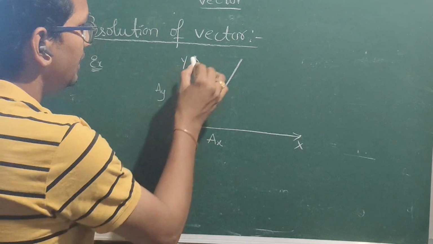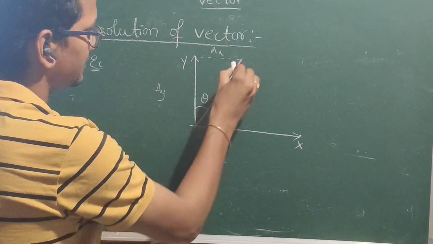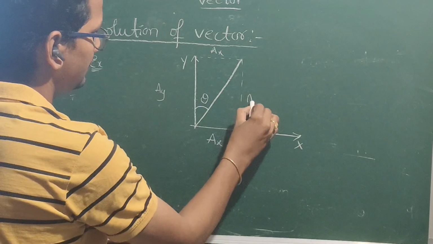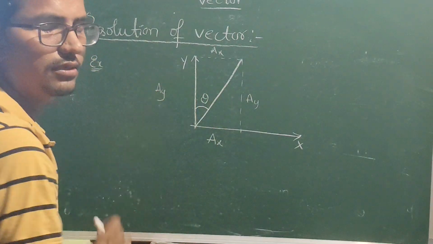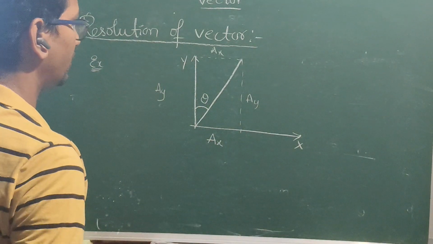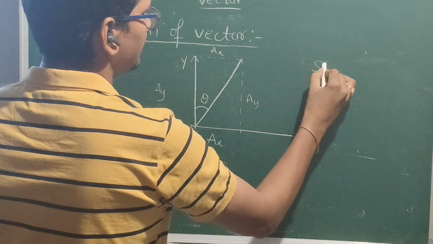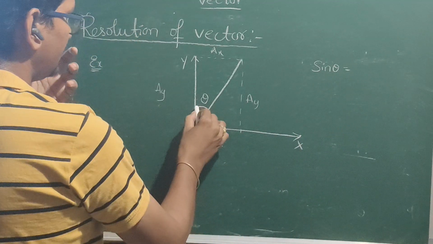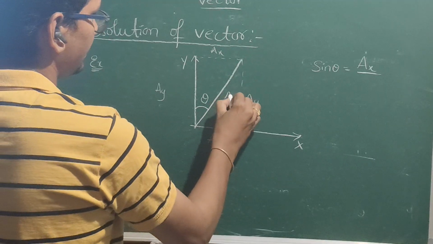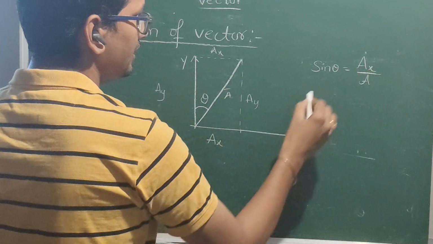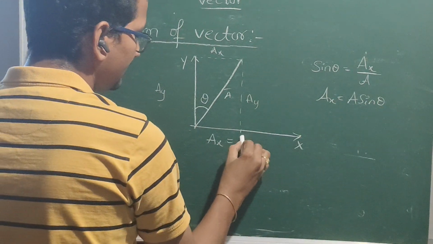What happens if the triangle is there? Ax is the opposite side, and this parallel one is called Ay. From this angle and these components, we need to write the horizontal and vertical components. Ax, from this theta, we write sine theta. What is sine theta? Opposite side by hypotenuse. For example, A is the hypotenuse. Then Ax is equal to A sin theta.